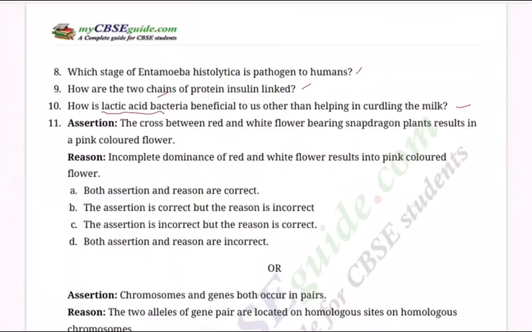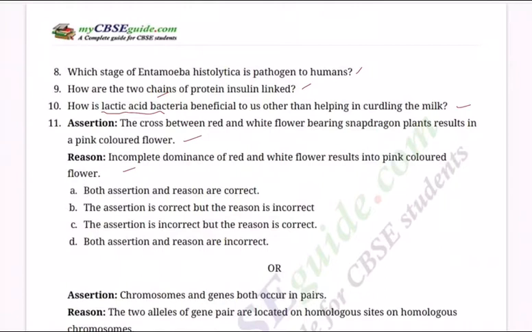Question 11, this is again a new one, assertion reasoning. Of course, I have given enough questions in each chapter, but again, have the training of this. Assertion. The cross between red and white flower bearing snapdragon plants results in pink colored, incomplete dominance. Reason. Incomplete dominance of red and white flower results into pink colored flower.